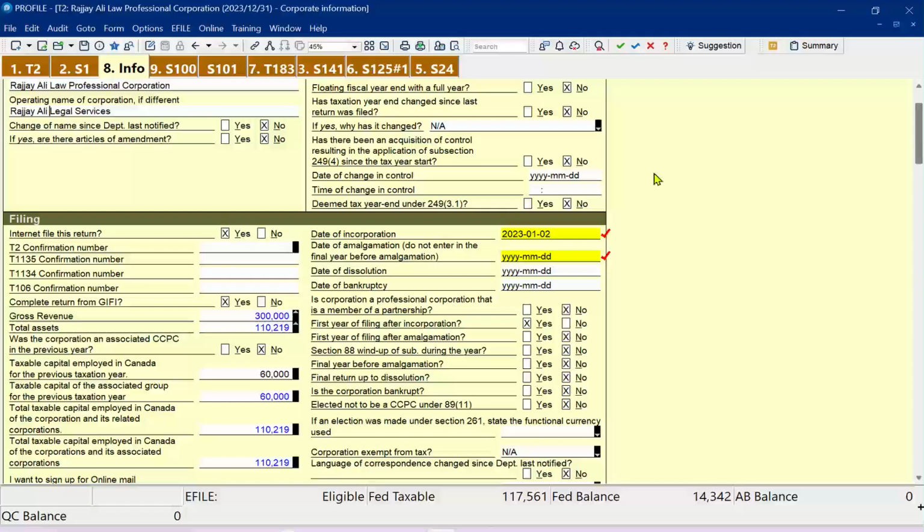So the date of incorporation in this case was January 2nd, and there is no amalgamation, so we don't need to choose anything. The corporation is not bankrupt, it didn't file for a dissolution, so we don't need to fill this out. We want to e-file this, so you're going to click on yes, and complete the financial statements. So we would say yes to that.